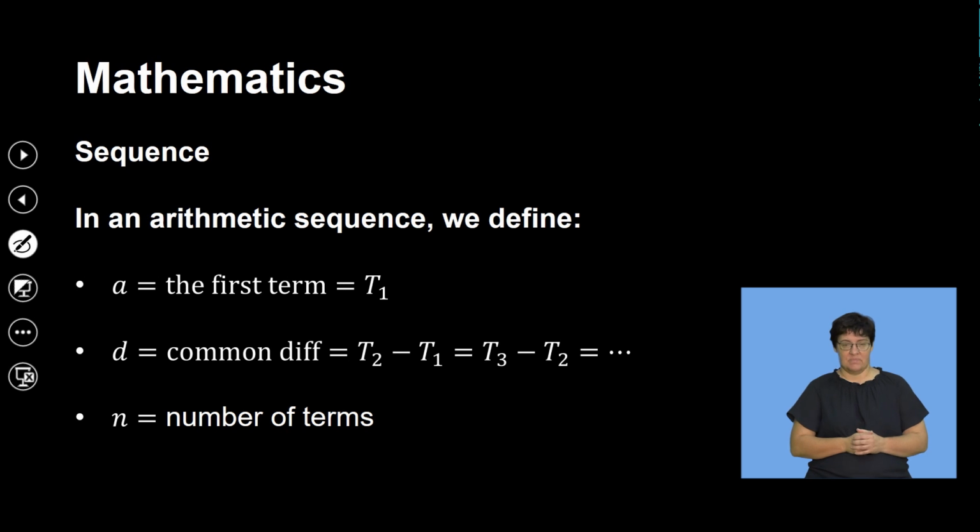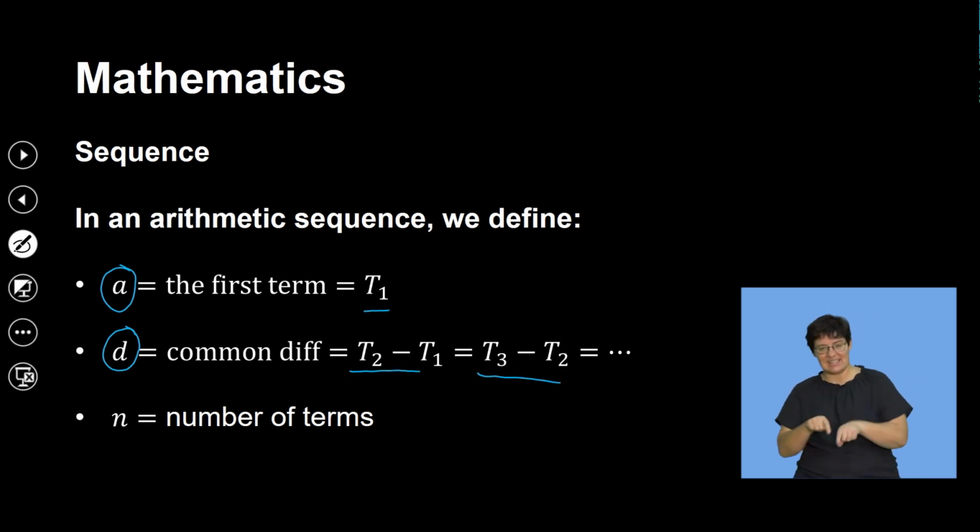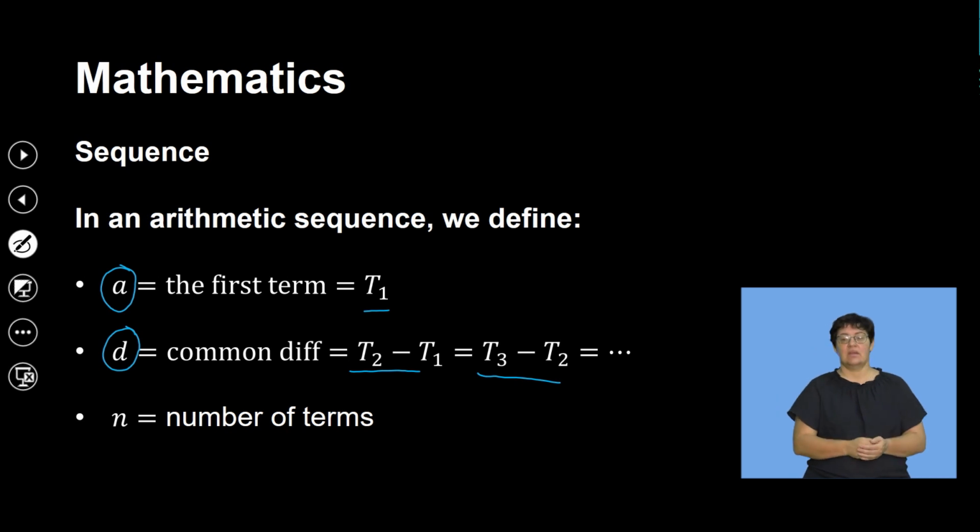Now, in an arithmetic sequence, we need to get some vocab out of the way. The a, we call it the first term. You will see I'm going to be using a a lot, which is T1. Also, we use the letter d, which means common difference. Remember, that's why I said the difference between consecutive terms is equal. And then we have n, which represents the number of terms.